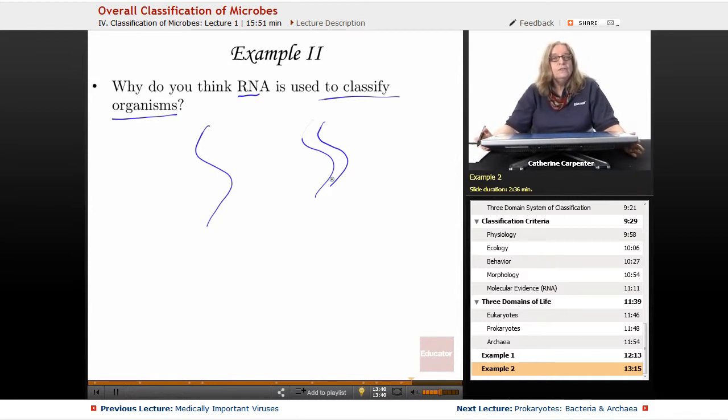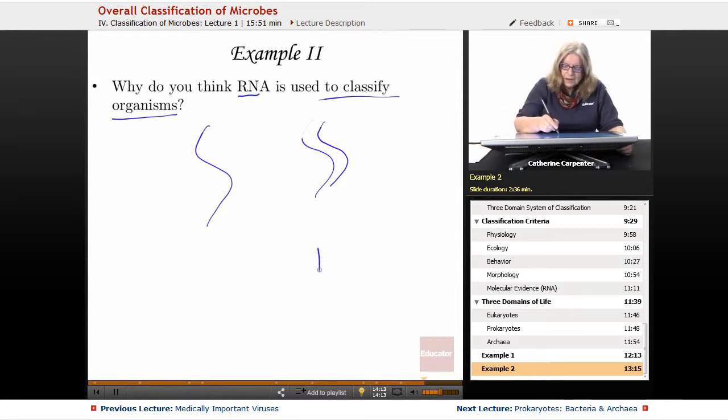DNA is a more stable molecule. RNA is a much more variable molecule. It can be cut, it can be spliced and joined together. And what we're learning about in relationship to bacteria is how rapidly they can recombine and how easily they can change and become new strains based on things like antibiotic resistance.